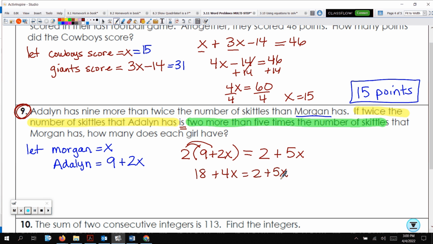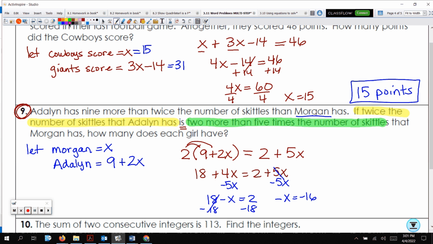Remember, when we have variables on both sides, we always want to move the letters to the left. Well, I have positive 5x here on the right, so I'm going to subtract. 18 minus x equals 2. Now it's just a 2-step equation, right? First we're going to subtract 18. We get negative x equals negative 16.